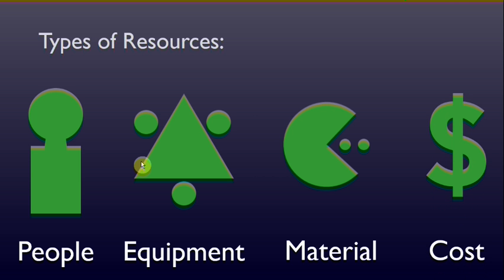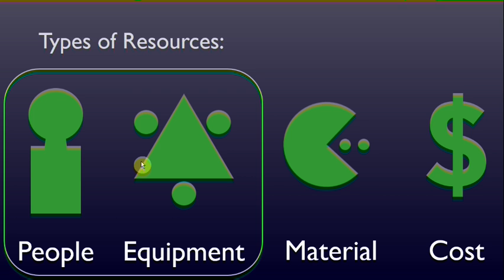And then finally, we have a category called cost resources. I'm going to get into it in a little more detail in the next few slides, but cost resources are those things that cost money but don't really fit into any of the other categories, but we still need to account for them within our budget.